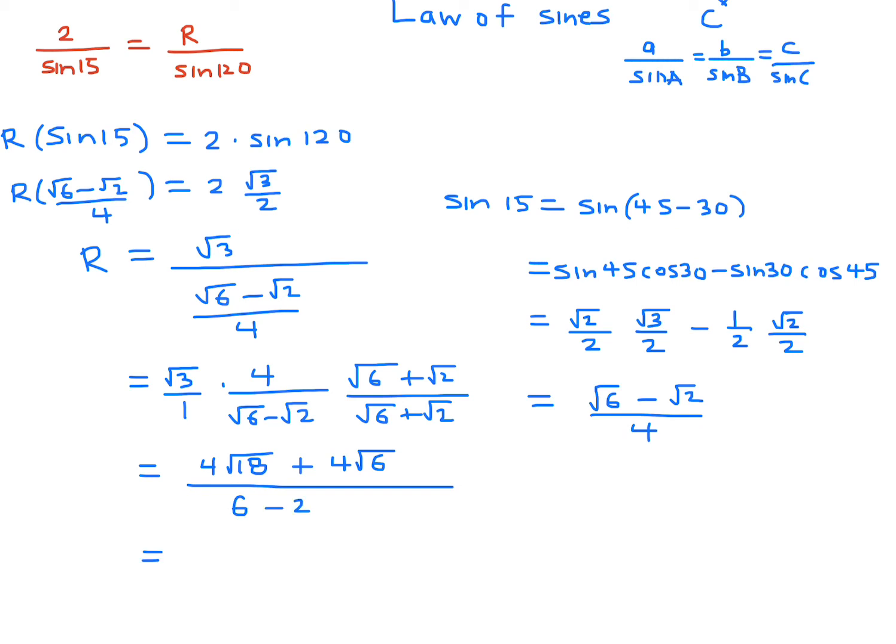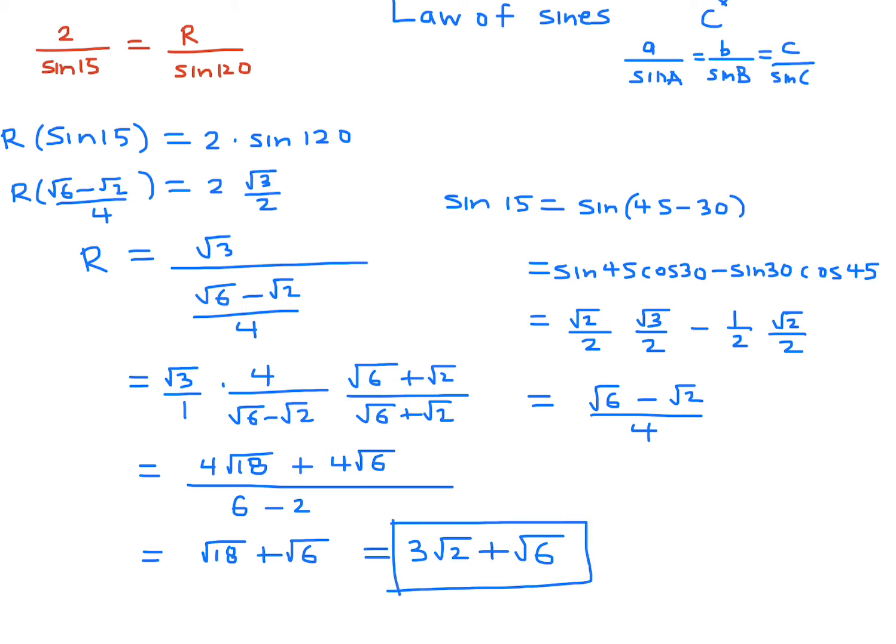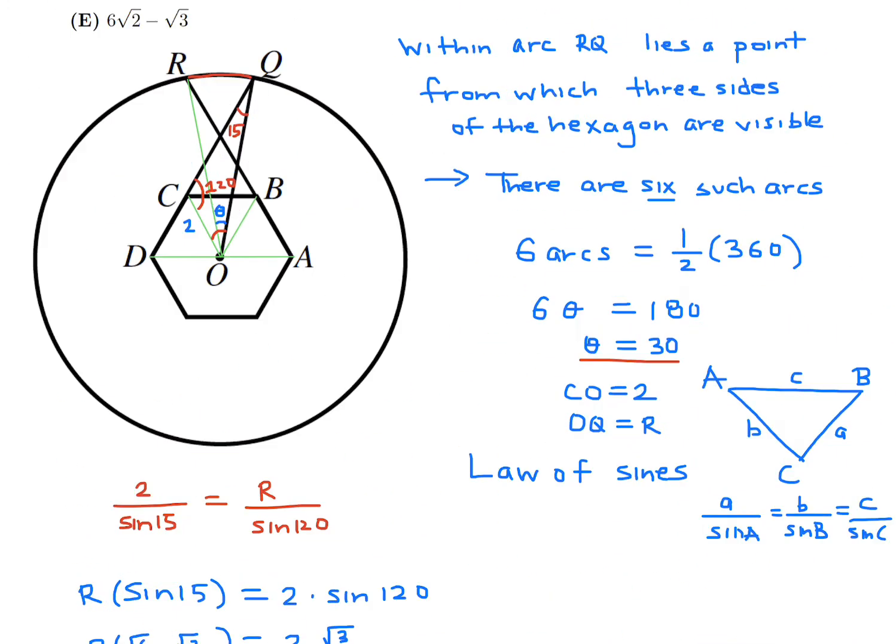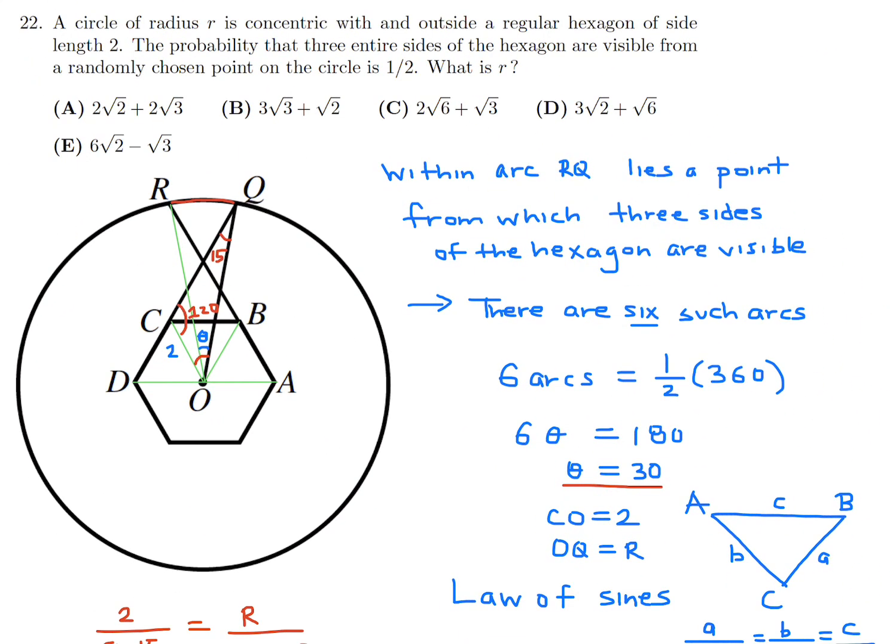So 6 minus 2 is 4, so that just becomes root 18 plus root 6. And anything else we can do here? 18 is 9 times 2, so that's 3 root 2, and root 6 by itself. All right, finally, there we go. And that is 3 root 2 plus root 6. So for number 22, the answer is D.